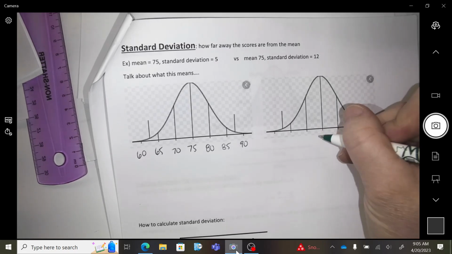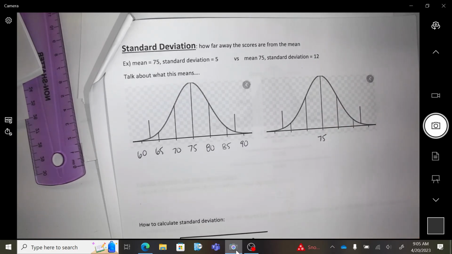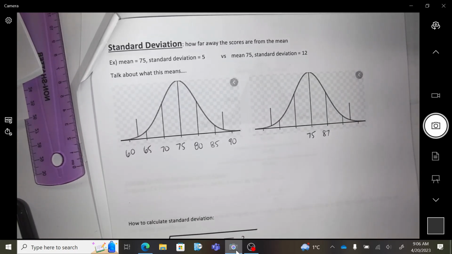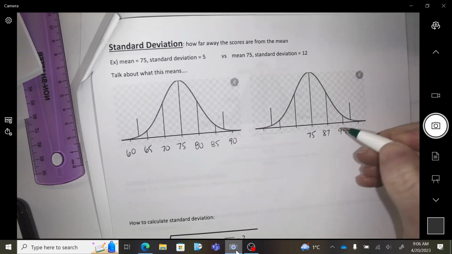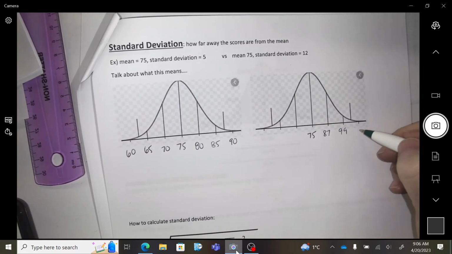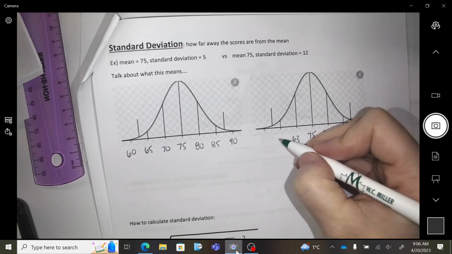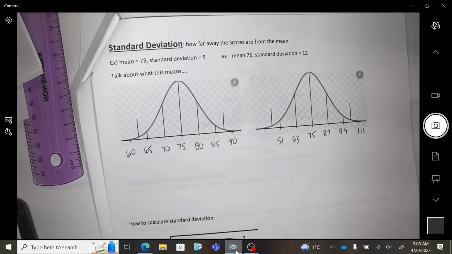Okay, on this chart, if you had a mean of 75 and your standard deviation was 12, this is an 87, 99, 111, 63, 51, and 39.